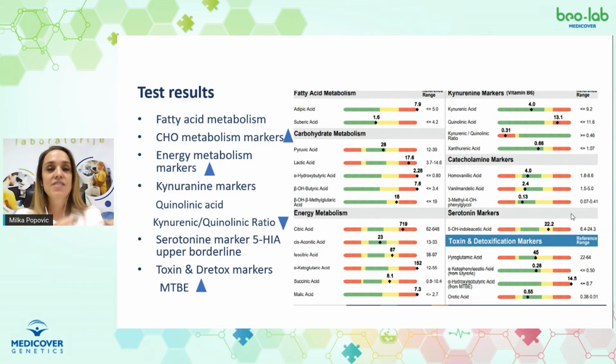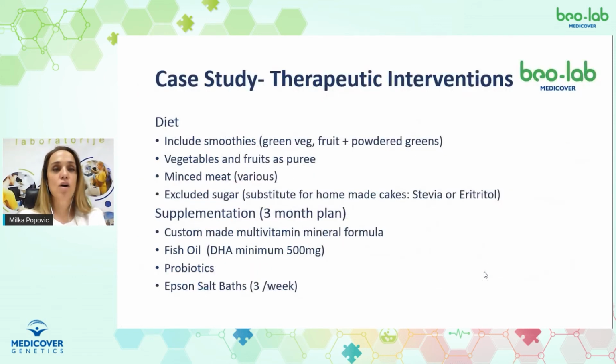However, we need to find an approach with the digestive tract as much as we can, and to see what eventually we can do from these results. Now, MTBE, detoxification markers, as we can see here, that can be found in gasoline as well, is quite elevated. It's not that common, because this family lives in the very center of the city, so this can often be seen with them. So let's see what actually happened.